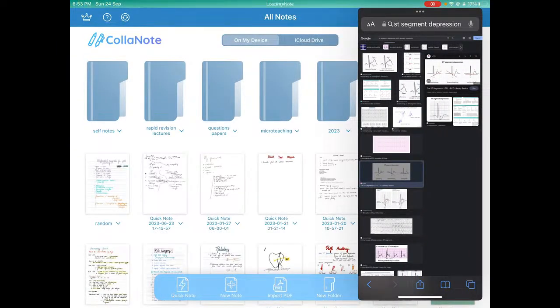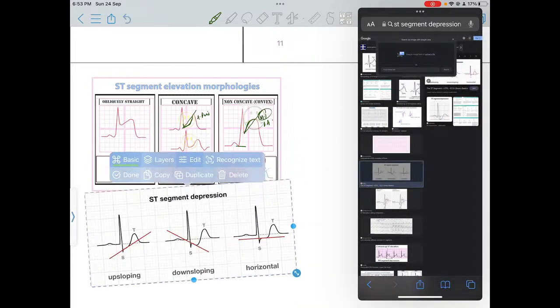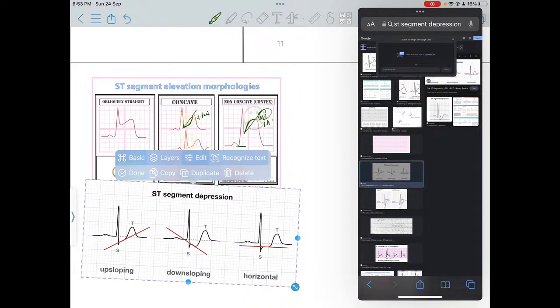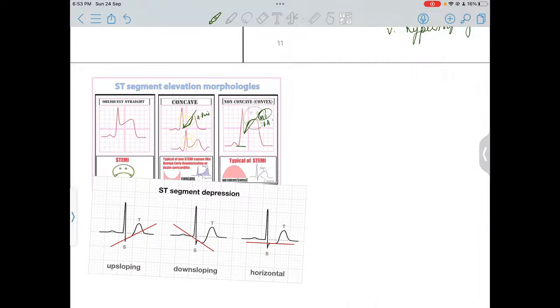We can refer to this image. I think what they were saying is if it's sagging downwards, then it could be angina or CAD. If its convexity is upward, right? If the convexity is upward, it could be ventricular hypertrophy. If it's a mirror image, I think this one, it could be digitalis poisoning.